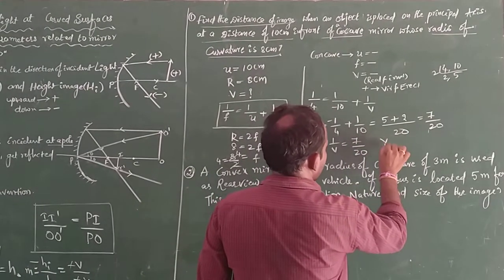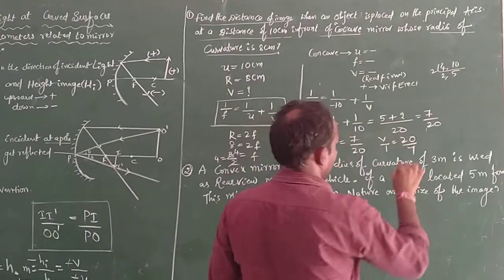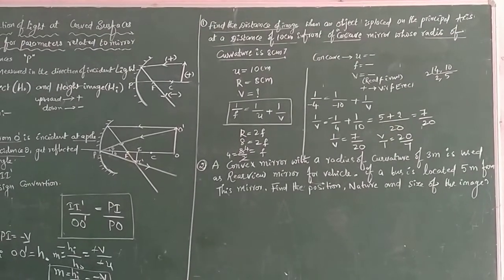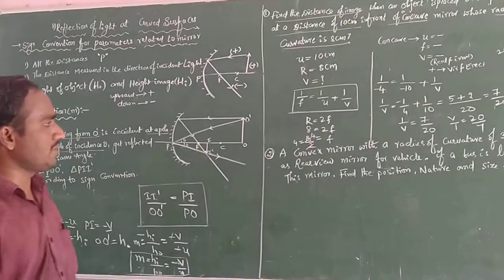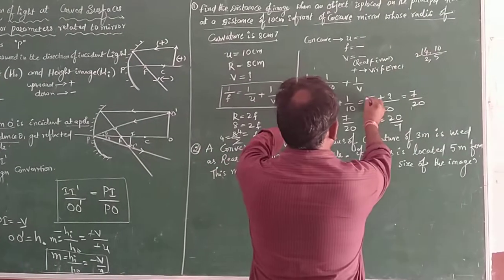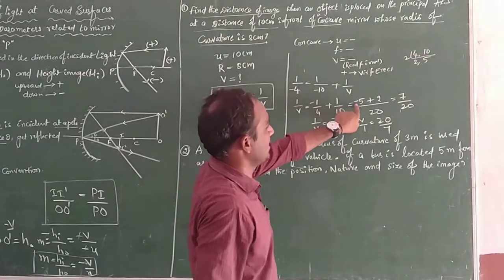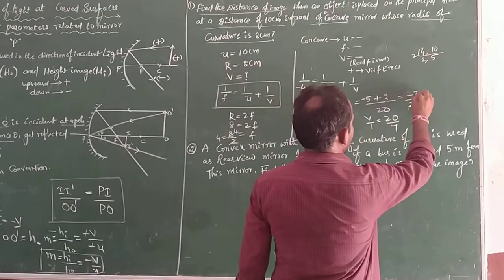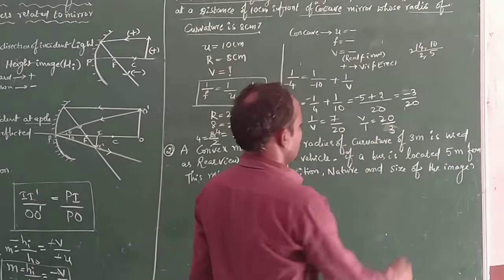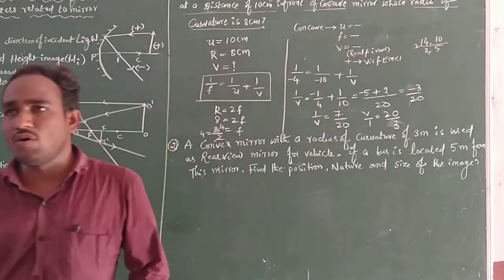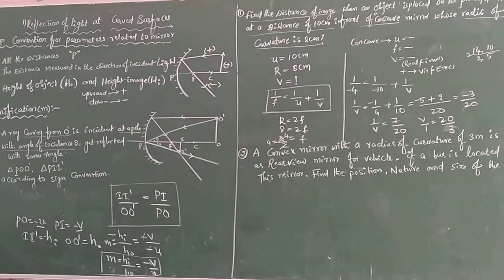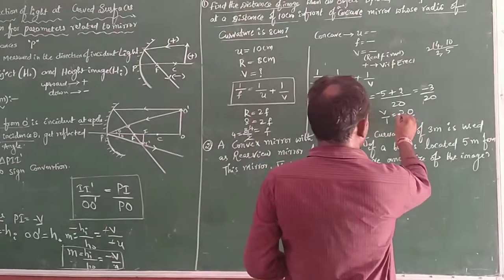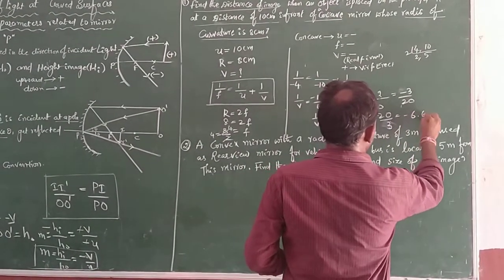Then V by 1 is equal to 20 by 7. So here, according to the convention rule, we are taking minus 5 plus 2. Minus 5 plus 2 is equal to how much? Minus 3. So here 20 by 3. 20 divided by 3, the value is minus 6.67. So here we are taking minus 6.67.